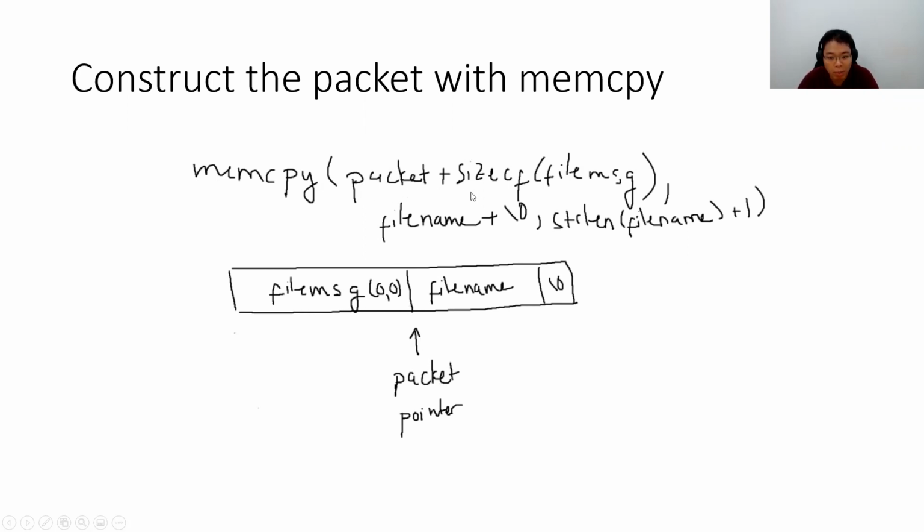So the first parameter, again, remember with pointer arithmetic, you can move the pointer around by adding to it. In this case, I do packet plus size of file message to skip the file message already written portion, because if you don't do this, it will just override whatever is in there, and that doesn't work. So you have to do packet plus size of file message, and then file name plus null terminator, a string length, and then file name.